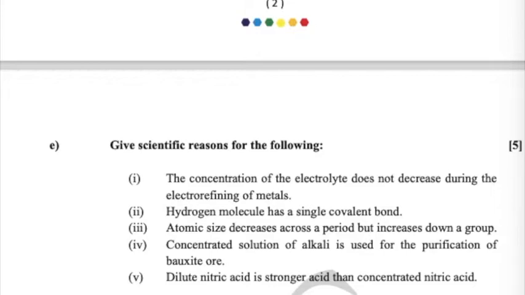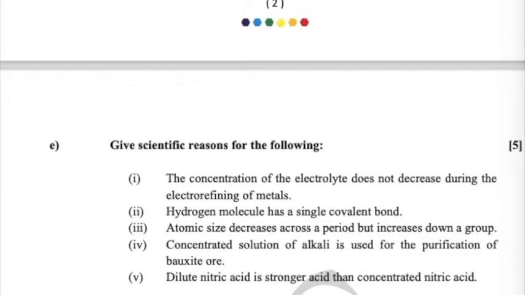The last one, dilute nitric acid is stronger than concentrated nitric acid. Nitric acid decomposes to give nascent oxygen, which oxidizes metals, nonmetals, and compounds, and thus it is a powerful oxidizing agent. Concentrated nitric acid on decomposition gives only one nascent oxygen, whereas dilute nitric acid gives 3 nascent oxygen. Hence, it is more strong.